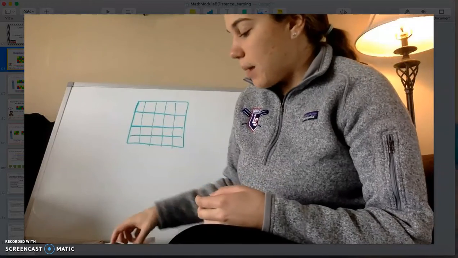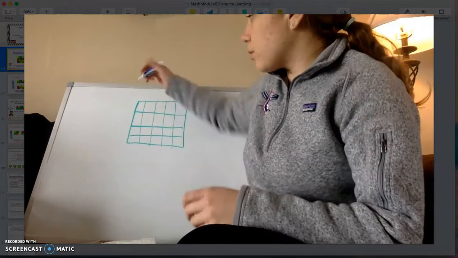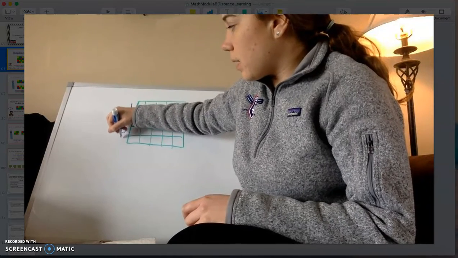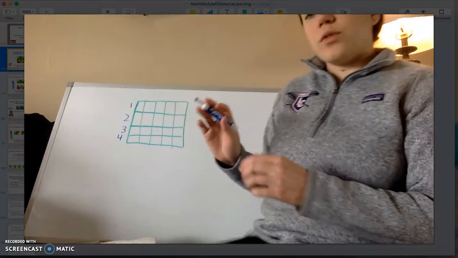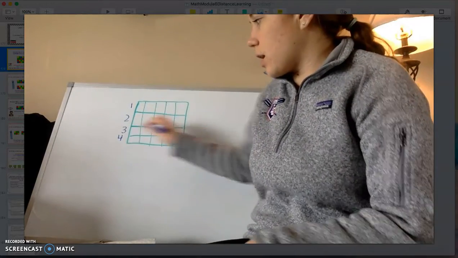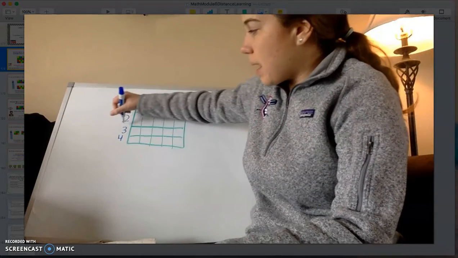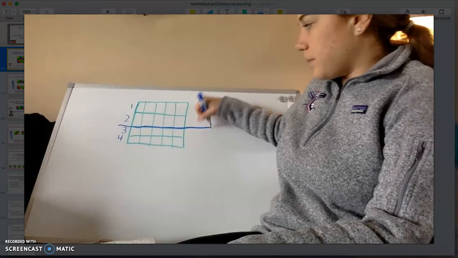Let's break it up by rows. So we have 4 rows. 1, 2, 3, 4. So if I were to draw a line down the middle across the rows, I know that there's 2 up top and there's 2 down the bottom. So I'm going to draw a line straight here.